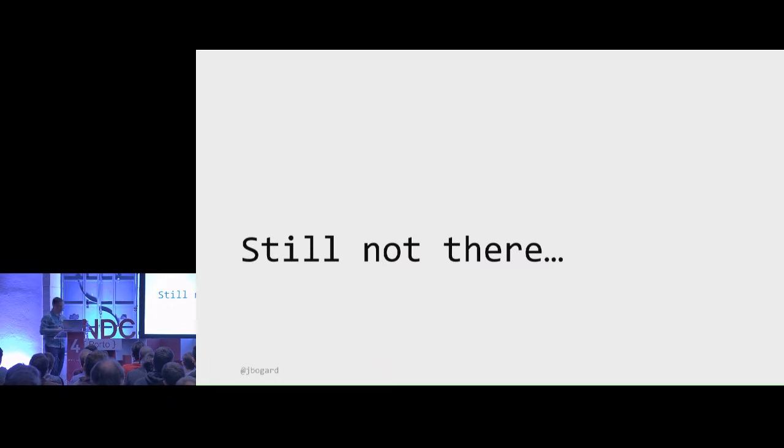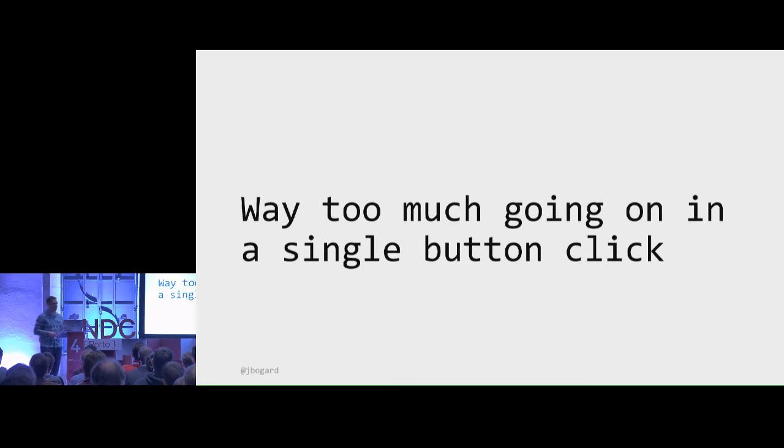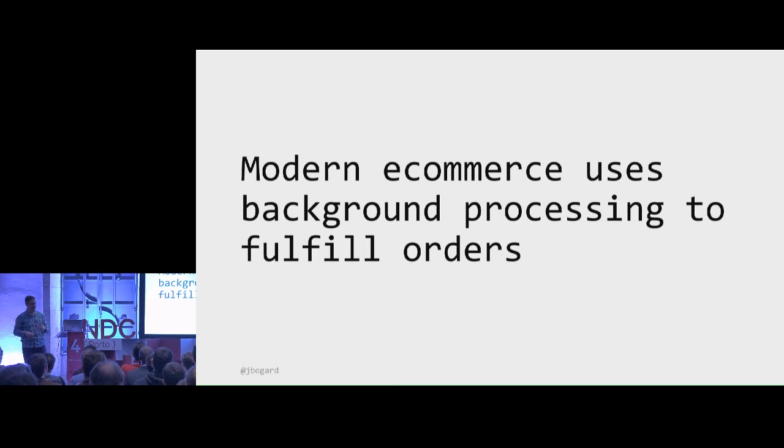Again, we were still not quite there, because that final set of code was still not very explicit about all the things that were happening, and it's just a bunch of try-catches around everything else. We said we're still doing way, way too much in the context of a single button click. Modern e-commerce uses background processing to actually fulfill the orders. So what we need to do is introduce some kind of workflow to manage the processing of the order and remove as much responsibility as possible from that initial button click.